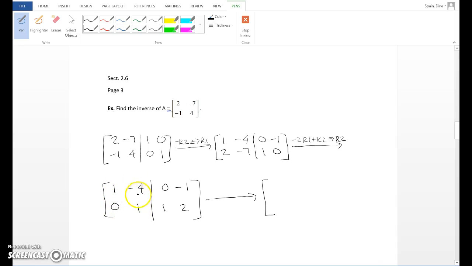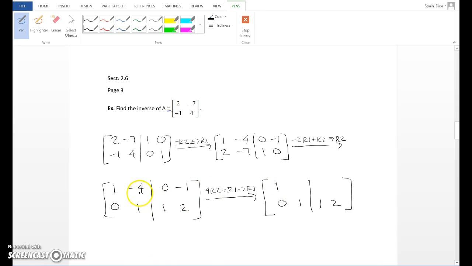Column 1 is straight, go to column 2. In that 2, 2 position, the 1's already there. So I just need to make this a 0. Let's take 4 times row 2 plus row 1, and I'm going to replace row 1. So row 2 stays fixed. Okay, I'm changing row 1 now. 4 times 0 is 0, plus 1 is 1. Didn't want to change it, didn't change.